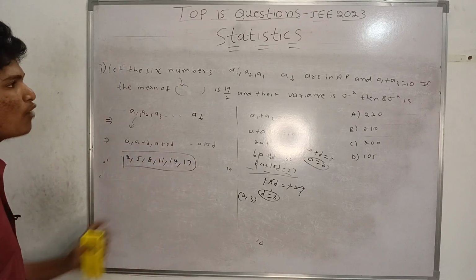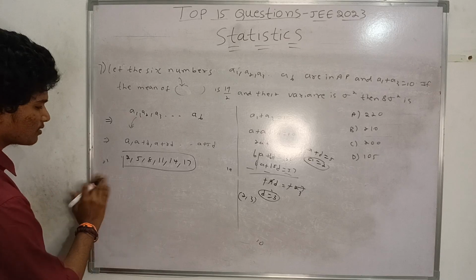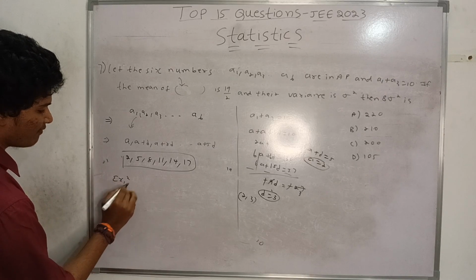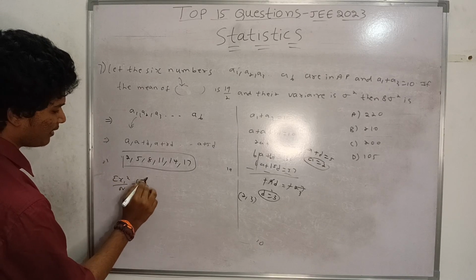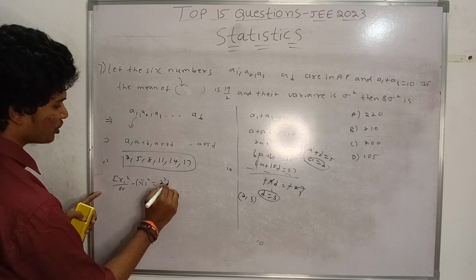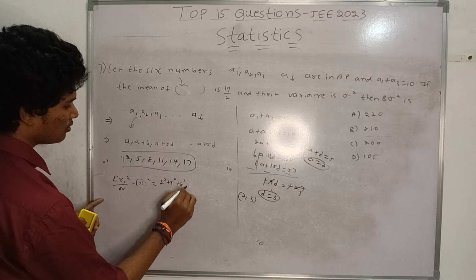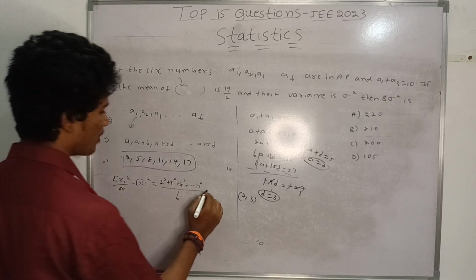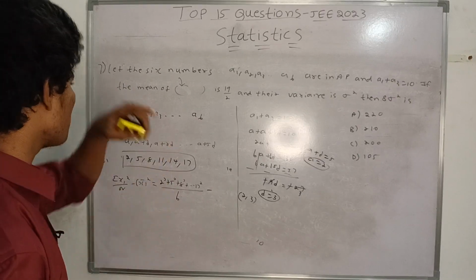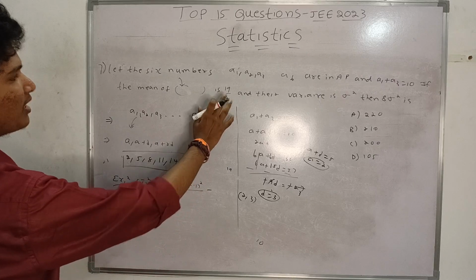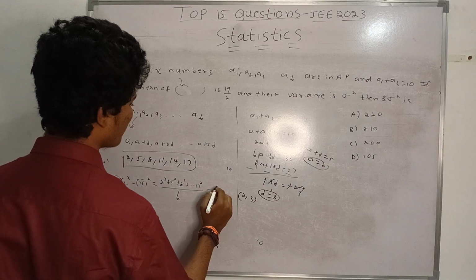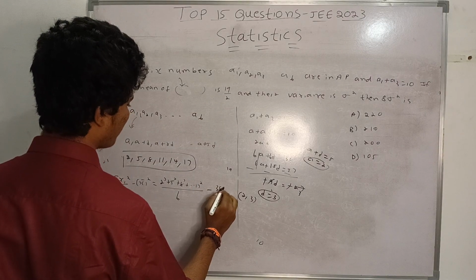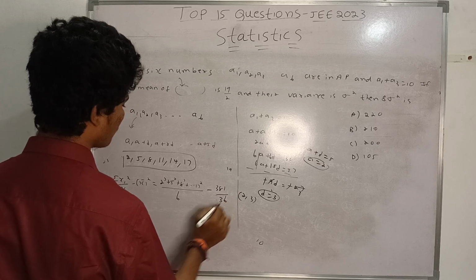For these terms, I have to find the variance now. What is variance? Sigma xi square divided by n minus x bar whole square. What is sigma xi square? Summation of squares up to 17 square, divided by n. How many terms are there? 6, minus x bar whole square. What is x bar? X bar is the mean. It is already given, 19 by 2. 19 by 2 whole square is 381 divided by 36.